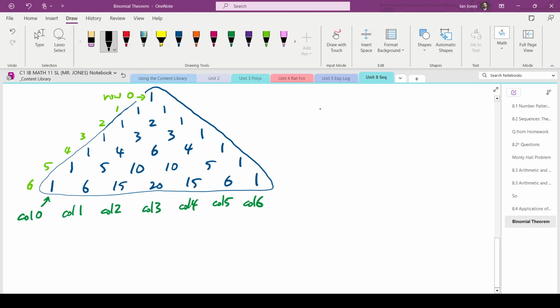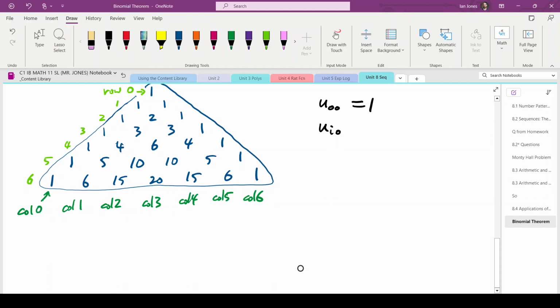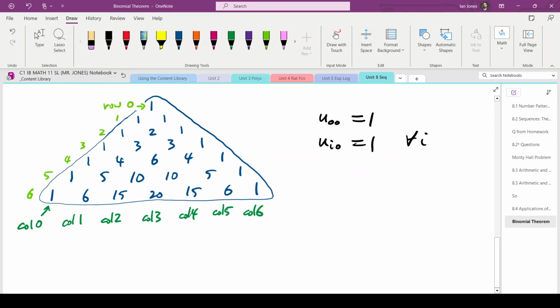So I'm going to start by defining U(0,0), 0th row, 0th column, as 1. Okay, that's at the head of the triangle right there. U(0,0) is 1. And then I'm going to say U(i,0), ith row, 0th column, that's all of these ones here, will also be 1 for all values of i. No matter what i is, if it's the 0th column, the value is 1.